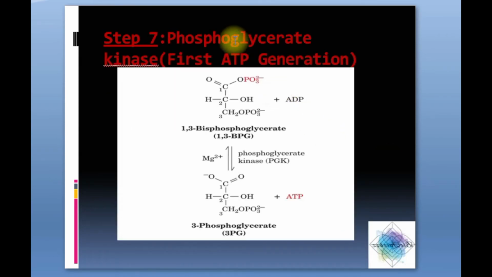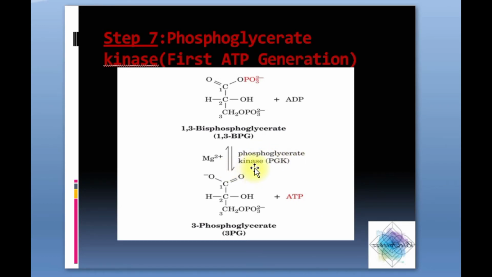Step number 7 is phosphoglycerate kinase, first ATP generation. It is the first step in ATP generation. In this, to 1,3-bisphosphoglycerate, ADP is added and 3-phosphoglycerate is formed and ATP is formed. And the enzyme required is phosphoglycerate kinase.